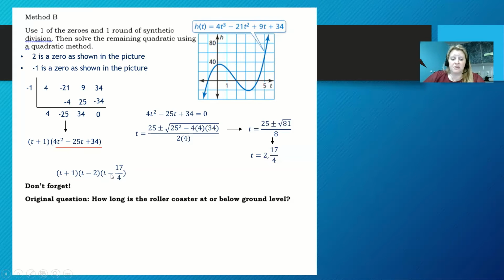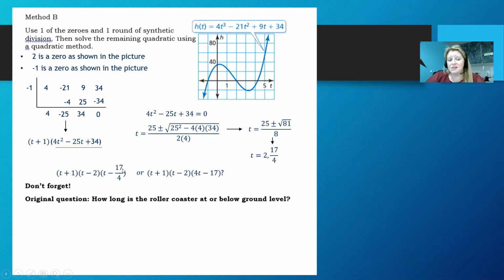The issue is, if I FOIL this back together, I do not get 4t cubed. So if you have directions that say factor this polynomial, and you use the quadratic formula and try to cheat in such a way, if this answer does not FOIL to what it should FOIL to, you will not get full credit for it.